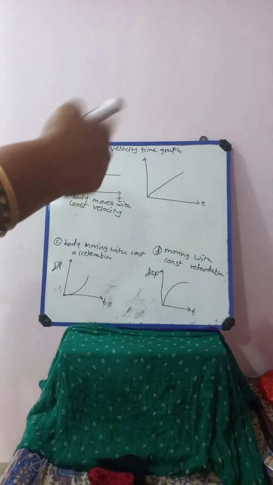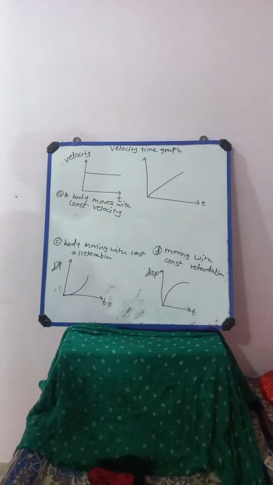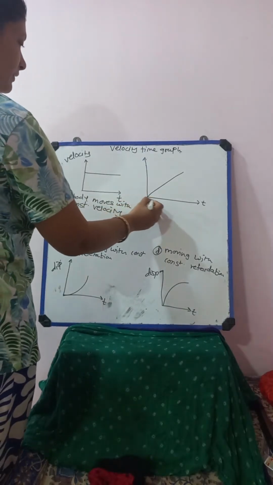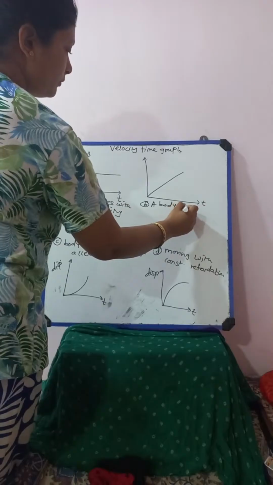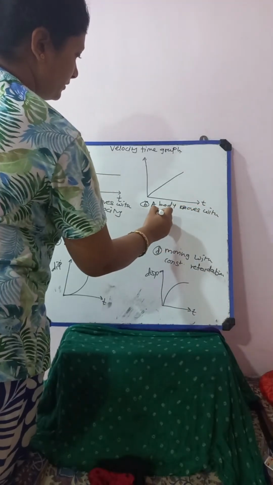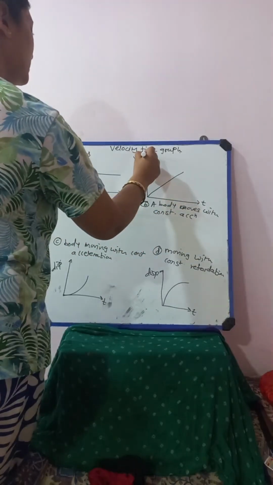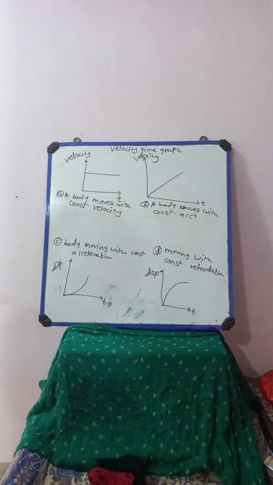Time changes, the body is also moving, but the velocity remains the same everywhere. And this graph is nothing but a body moving with constant acceleration. Here along the y-axis we have velocity. So copy this.